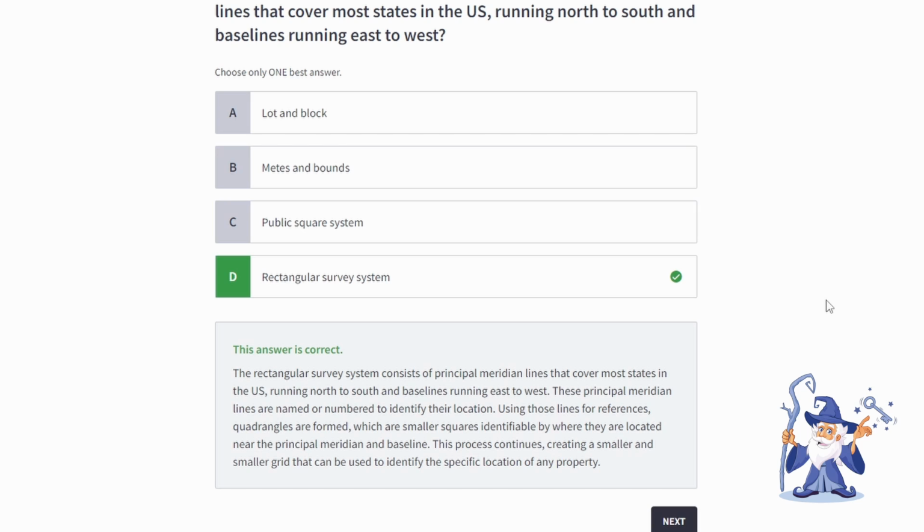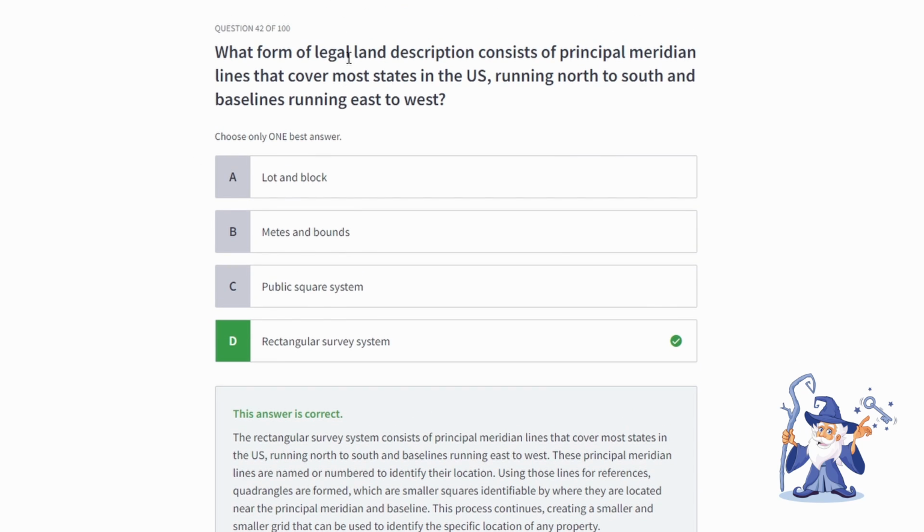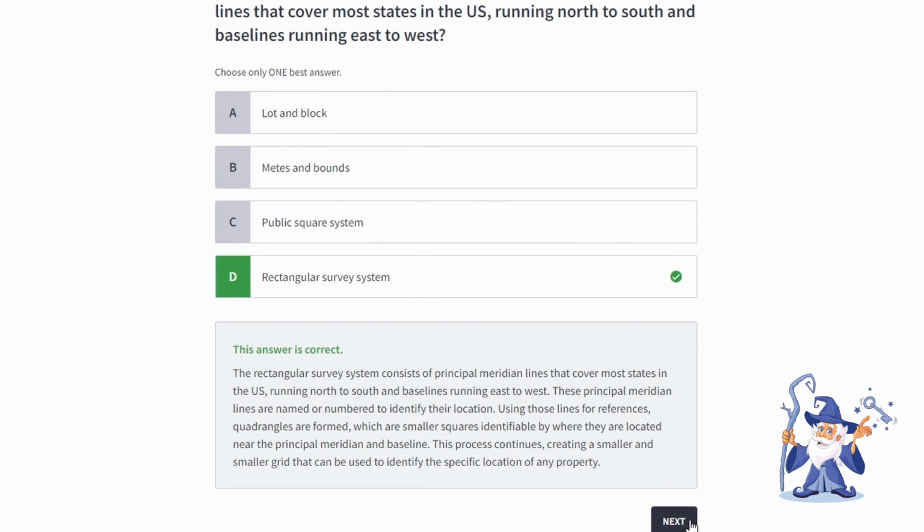So a rectangular survey system consists of principal meridian lines that cover most states in the U.S. These principal meridian lines are named or numbered to identify their location. Using these lines for references, quadrangles are formed, which are smaller squares identifiable by which they are located near the principal meridian and the baseline. This process continues, creating smaller and smaller grids that identify specific locations of property. So obviously, you need to be familiar with these legal land descriptions and the different types, and I believe we'll cover the other ones later.